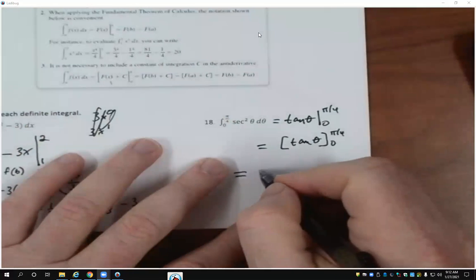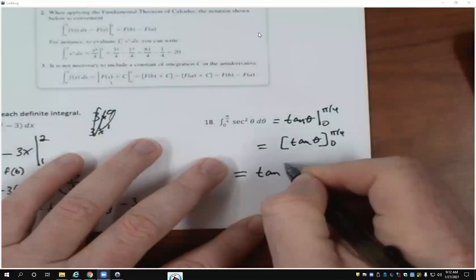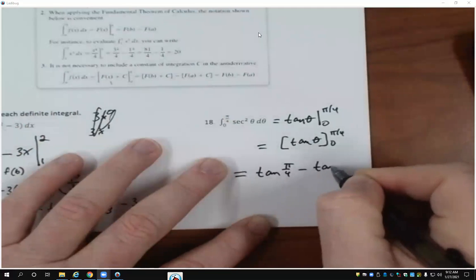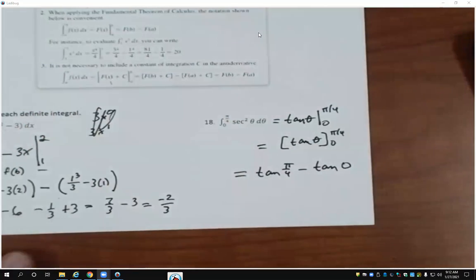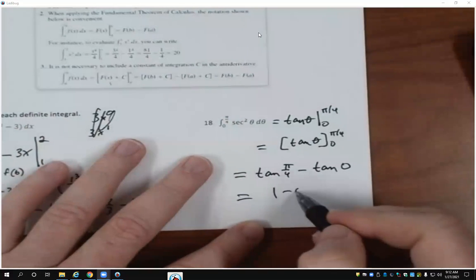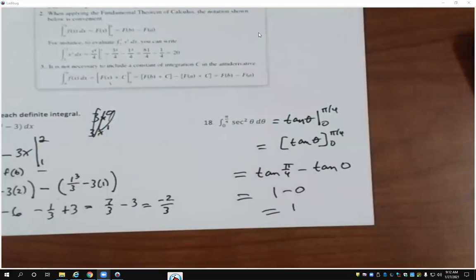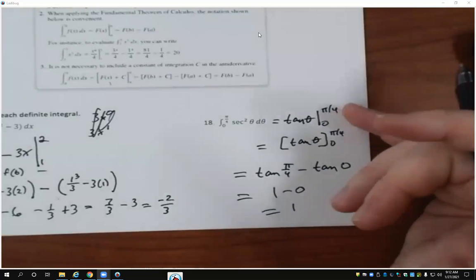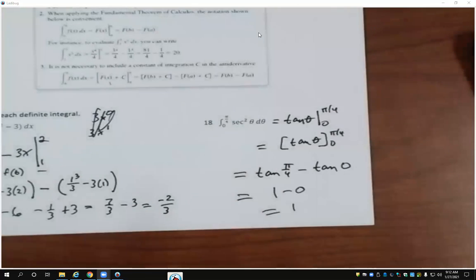So we're going to plug pi over 4 in, so we get the tangent of pi over 4 minus the tangent of 0. The tangent of pi over 4 is 1, tangent of 0 is 0, so this equals 1. So the integral from 0 to pi over 4 of secant squared theta d theta is 1. Remember, when we're doing definite integrals, we're getting a number. When we did indefinite integrals is when we would have written tangent theta plus c, and it's a family of functions.